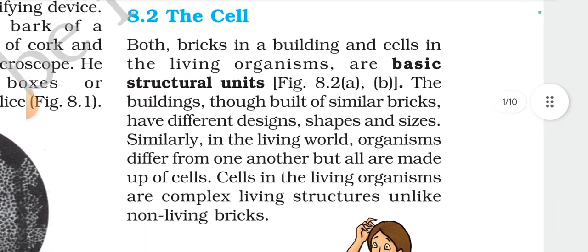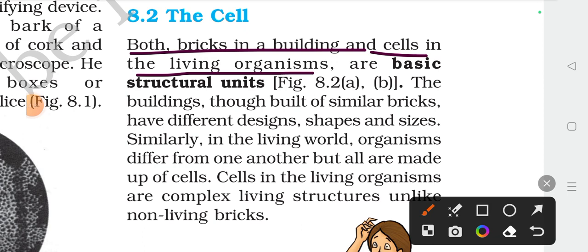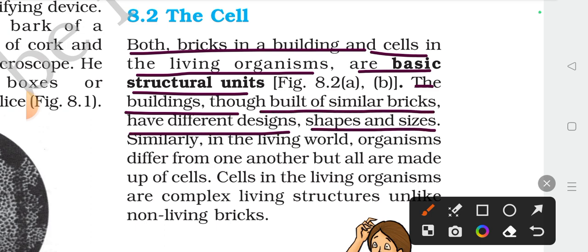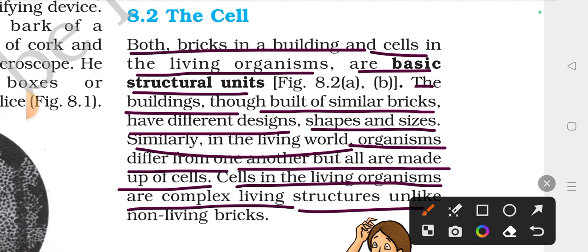The cell. So what is the cell? Both bricks in a building and cells in the living organisms are basic structural units. The buildings, though built of similar bricks, have different designs, shapes, and sizes. Similarly, in the living world, organisms differ from one another but all are made up of cells. Cells in the living organism are complex living structures unlike non-living bricks. So they have just described about cell.